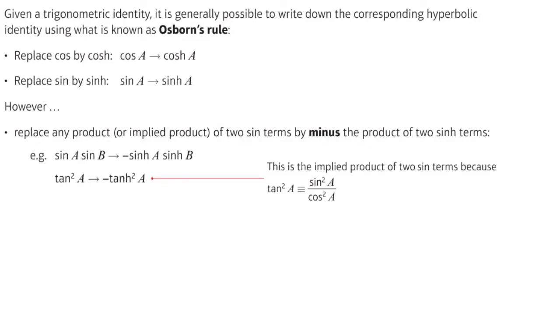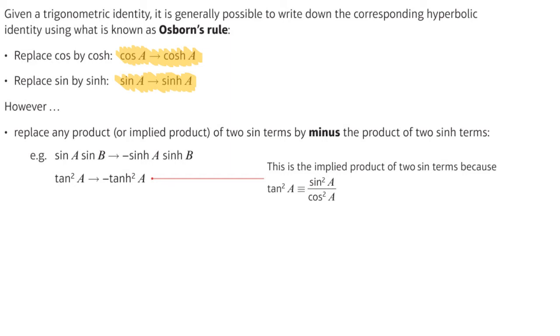Now, rather than work out all of these identities from scratch, which you could be asked to do, there is something called Osborn's rule. Now, Osborn's rule works like this. You take a normal trig identity and you replace anywhere you see cos, you put cosh. Anywhere you see sin, you put sinh. Okay, so you just stick h's in. But the only difference is if you see a product or implied product of sines, you put a minus in.